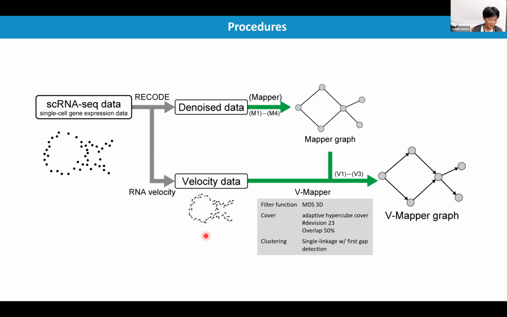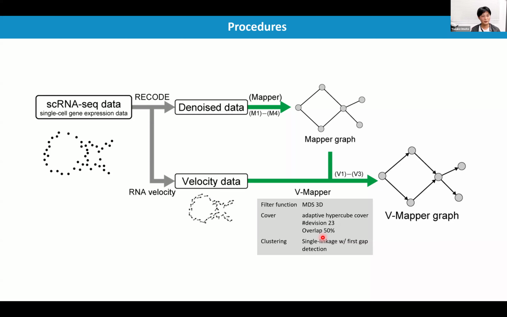Thank you. Because there are three parameters, it is difficult to determine good parameters and evaluate them. Especially, the filter function cannot destroy the structure, especially the distance structure, of the original data. So MDS or PCA is well used for Mapper. The cover determines the resolution of the data. For example, if the number of divisions is too small, we can only see very small nodes, so it cannot construct the topology.